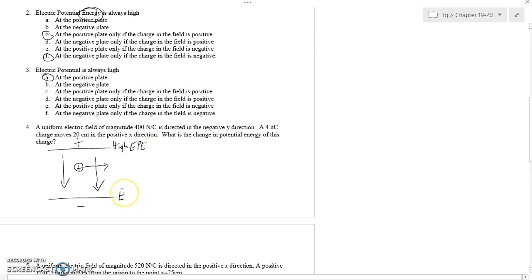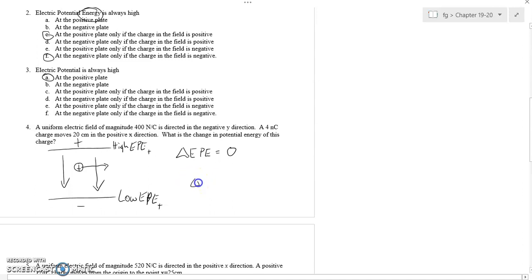Oops, that's the wrong letter. And it's going to have low electric potential energy here. Okay, well, it's not changing its electric potential energy. It's not getting higher, it's not getting lower. So in this case, our change in electric potential energy is 0.